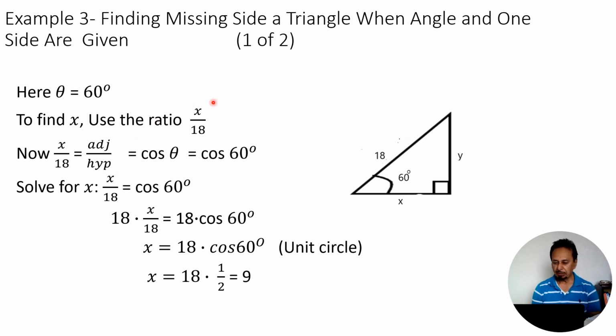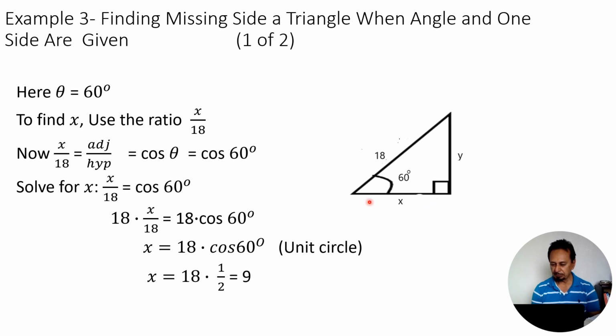Example 3, finding a missing side of a triangle when an angle and one side are given. Here the angle is 60 degrees, and we are given the hypotenuse, 18, and we have to find x, which is the adjacent side, and y is the opposite. So let's first find x.